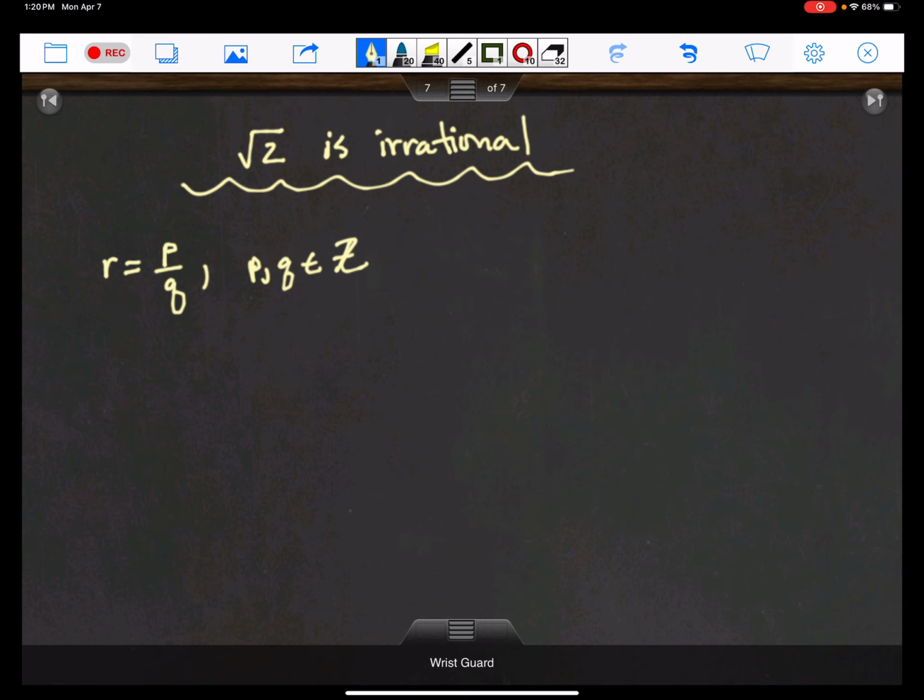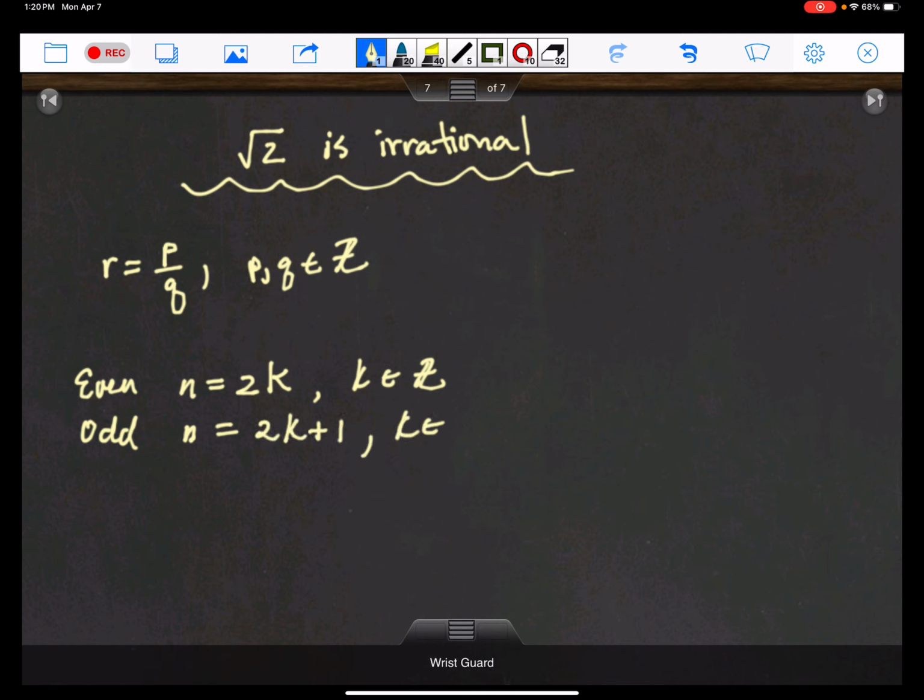Another thing that we need is an even number. An integer is even if it can be written as 2 times another integer, 2k, where k is an integer. And an integer is odd if it can be written as 2k plus 1 for k some integer. We also accept that an integer cannot be both even and odd. It's got to be one or the other.